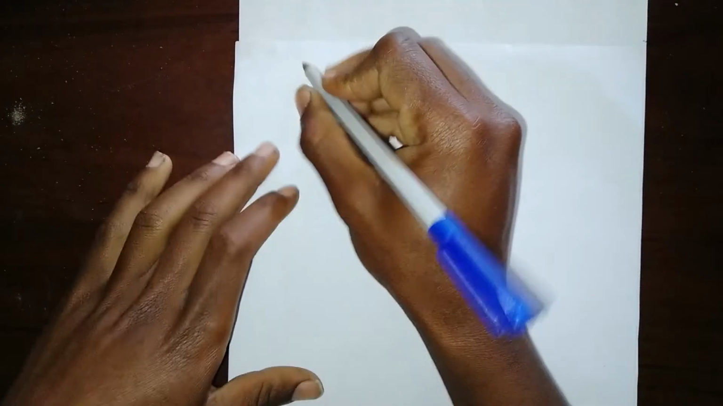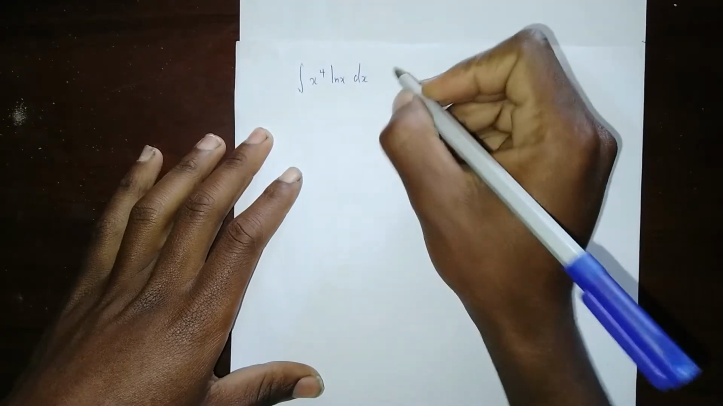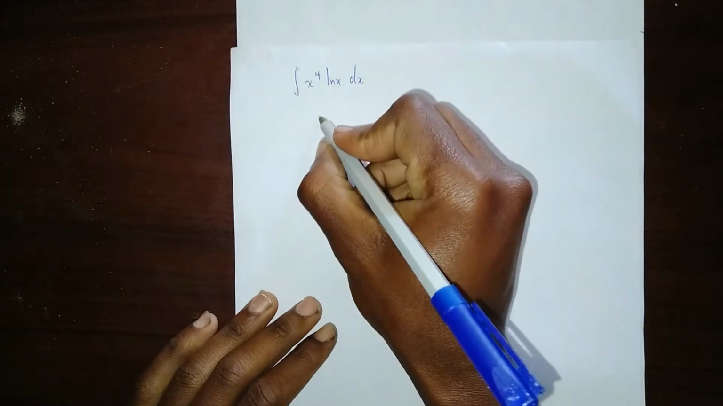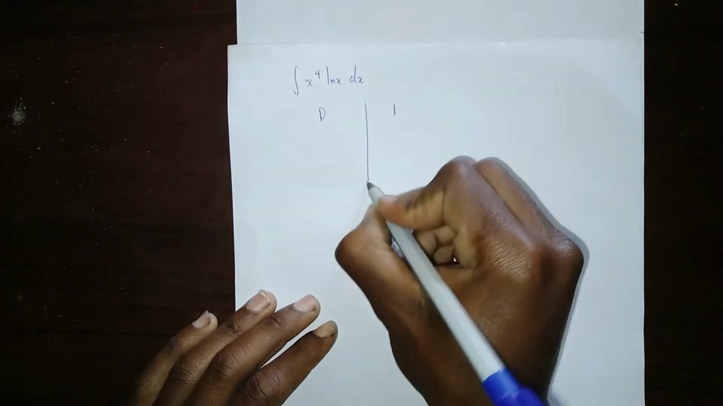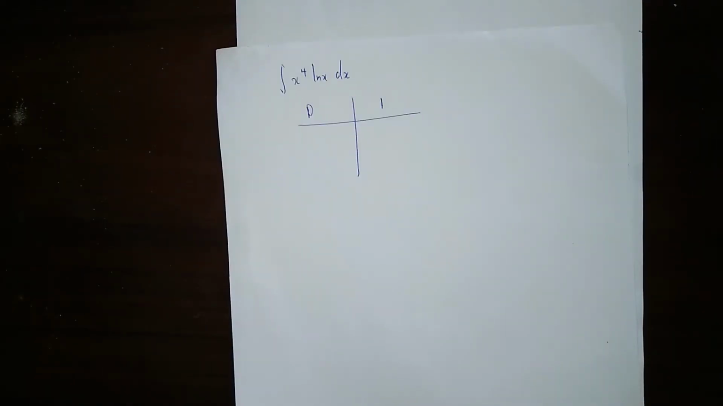So now we proceed with our workings, and we have a different scenario that we are looking at. Let's say you are asked to integrate x to the power 4 ln x dx. As usual, we don't want to use by parts, so we are going to use our method. We are going to say differentiate, integrate. So you make a table and you select which one goes for differentiation and which one goes for integration. From the first example, we're looking for a part of the expression that can be differentiated to zero. That is the one that we consider for differentiation.